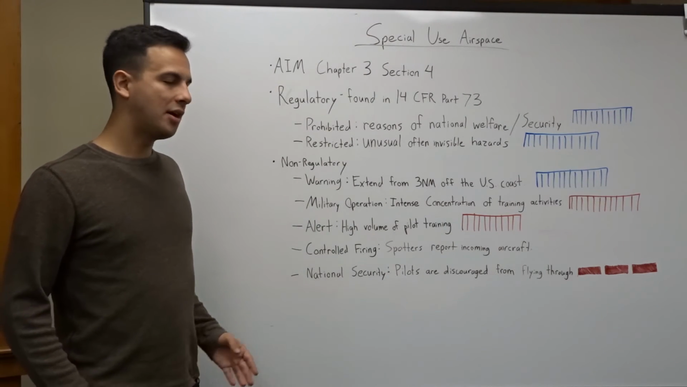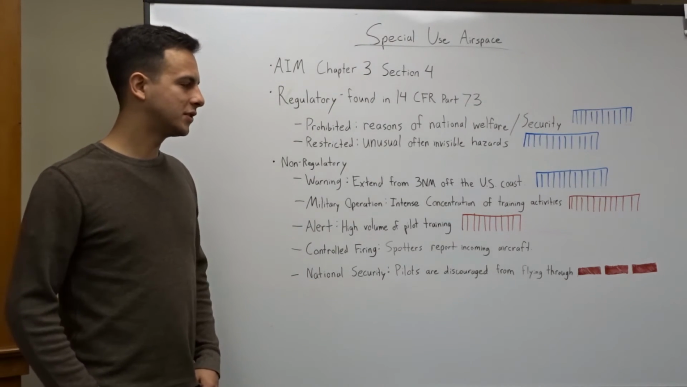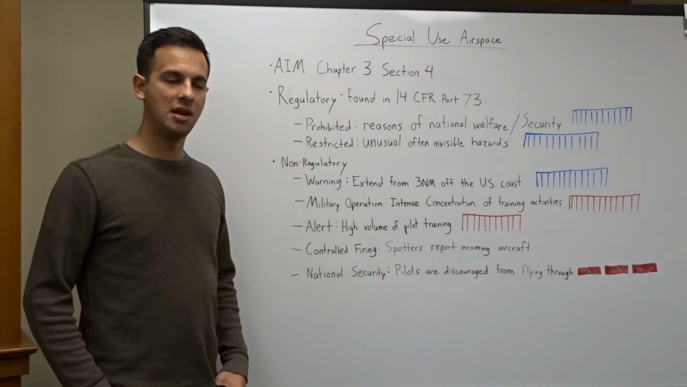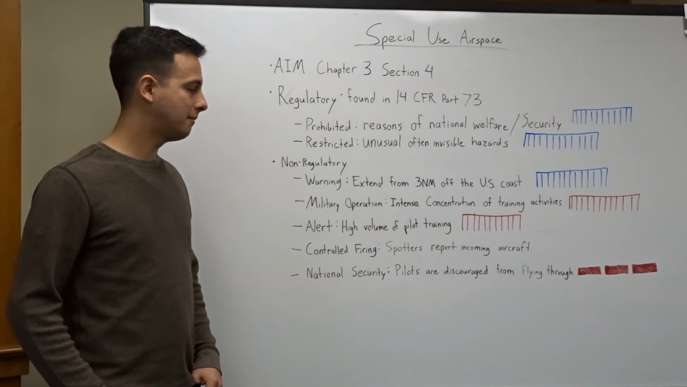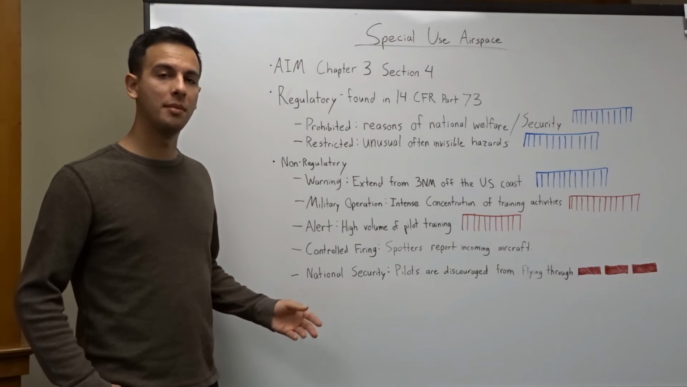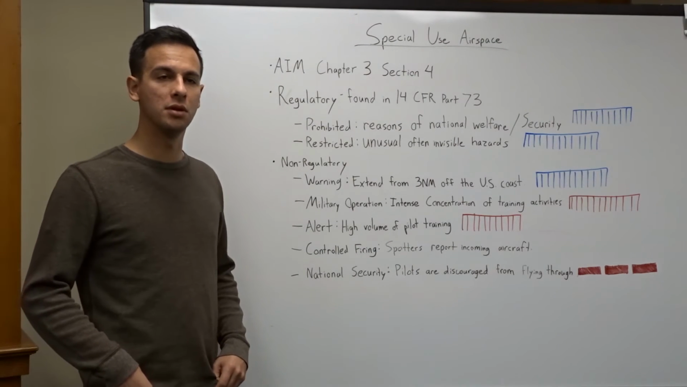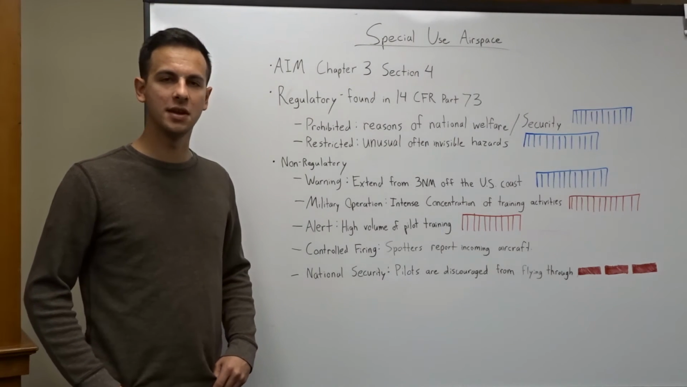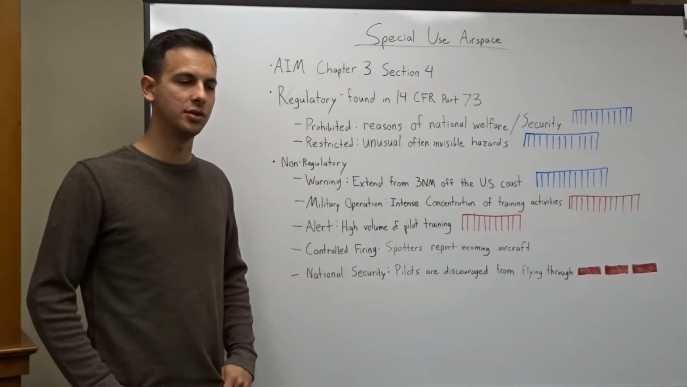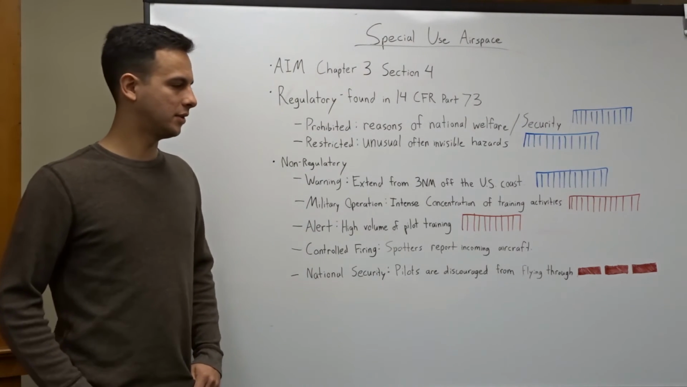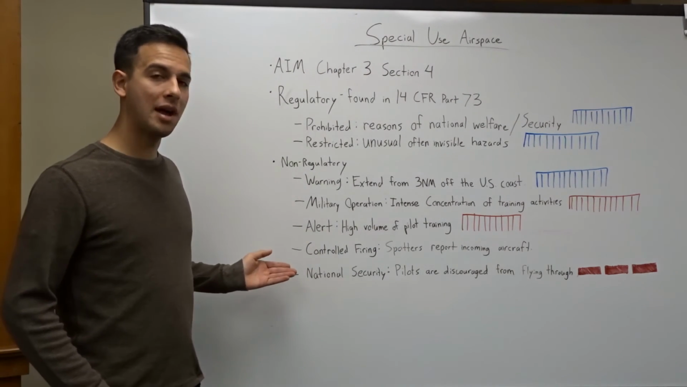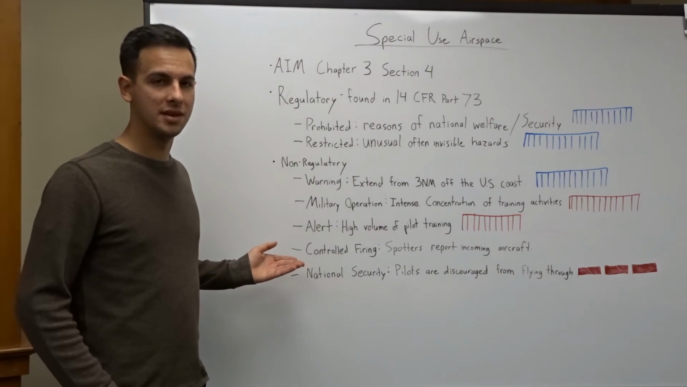Next, we have a controlled firing area, which is the only special use airspace not noted on an aeronautical chart. The reason is that there are aerial and ground-based spotters who are responsible for seeing your aircraft and ceasing all firing activities on the ground until you've vacated the area. So it's not necessarily on the pilot to look out for these.